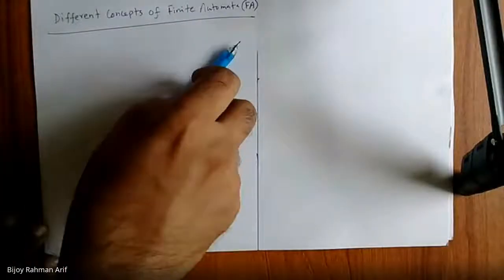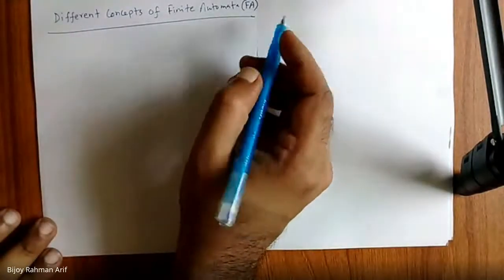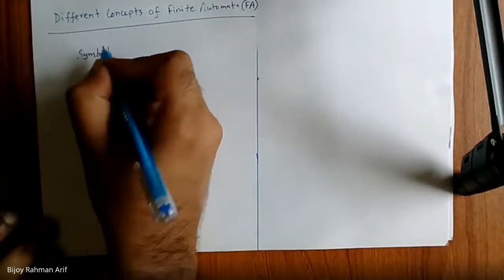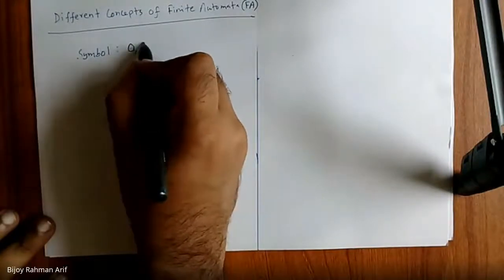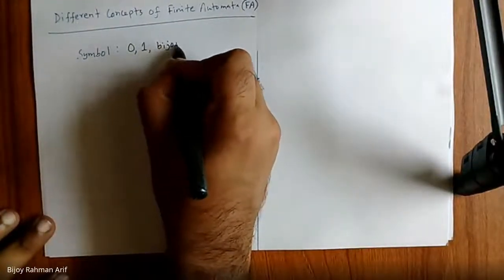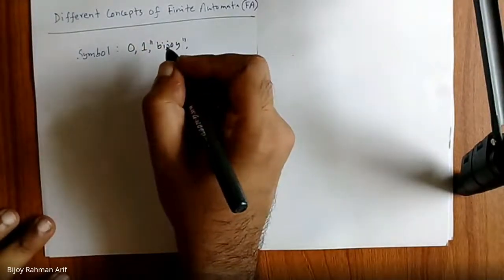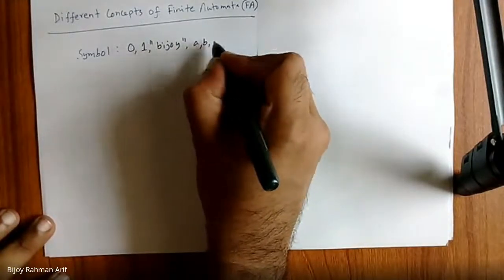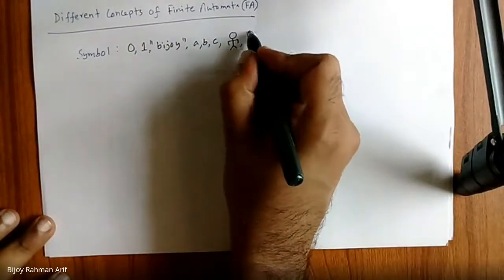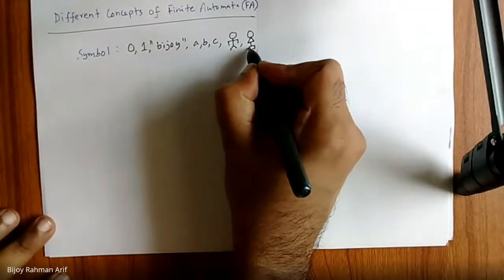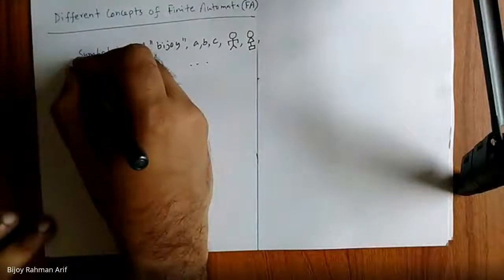Is it clear? Now, let's start with different concepts of finite automata. The first thing is called symbol. What is symbol? Zero is a symbol. One is a symbol. A, B, C are symbols. This figure might be a symbol. So is this set finite or infinite? All these are symbols. This set is infinite. So symbols might be infinite.